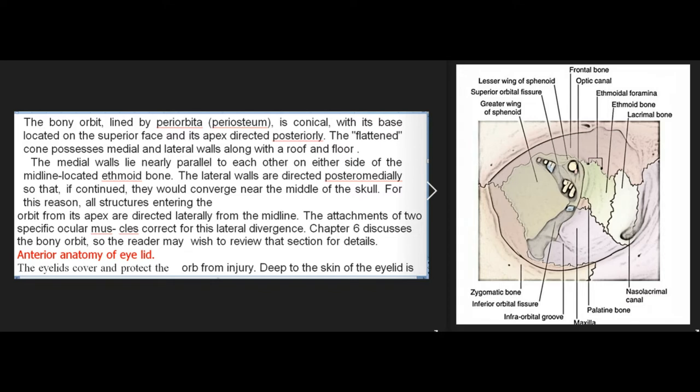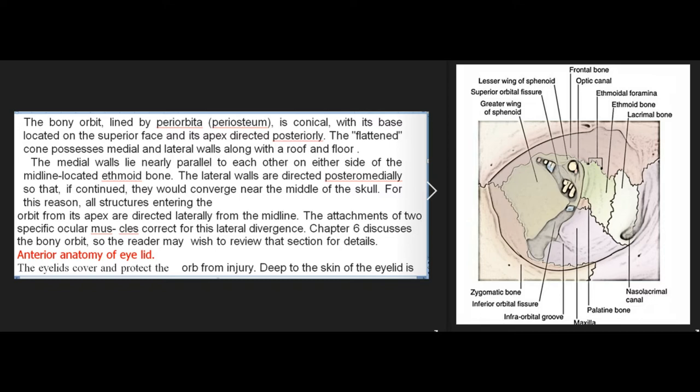For this reason, all structures entering the orbit from its apex are directed laterally from the midline. The attachments of 2 specific ocular muscles correct for this lateral divergence. Chapter 6 discusses the bony orbit, so the reader may wish to review that section for details.